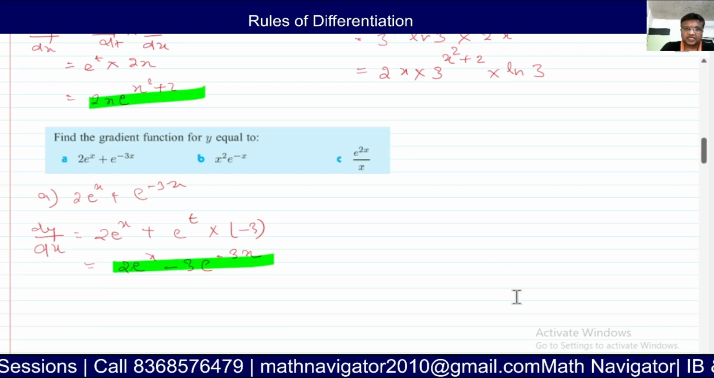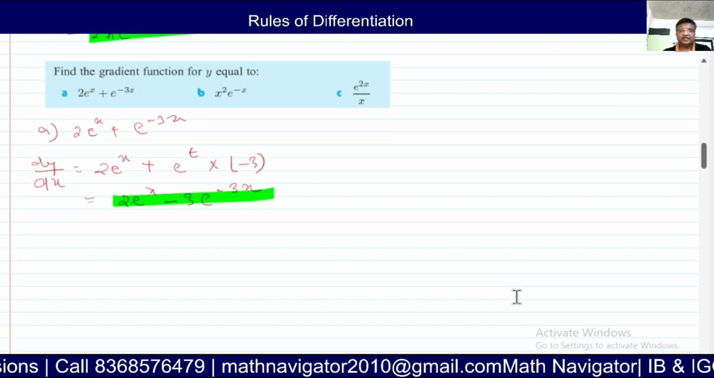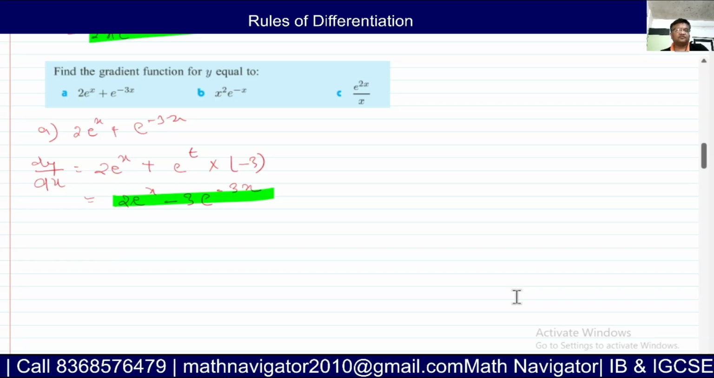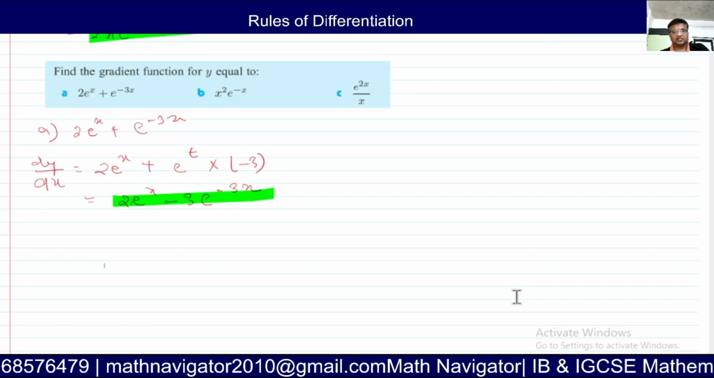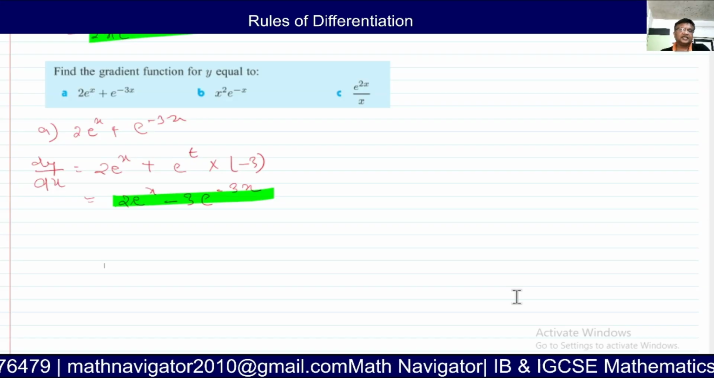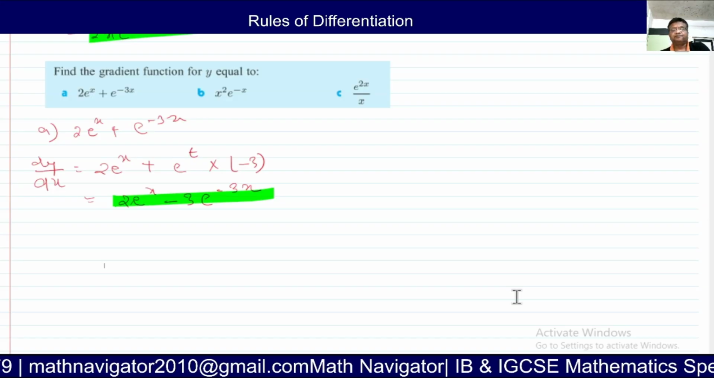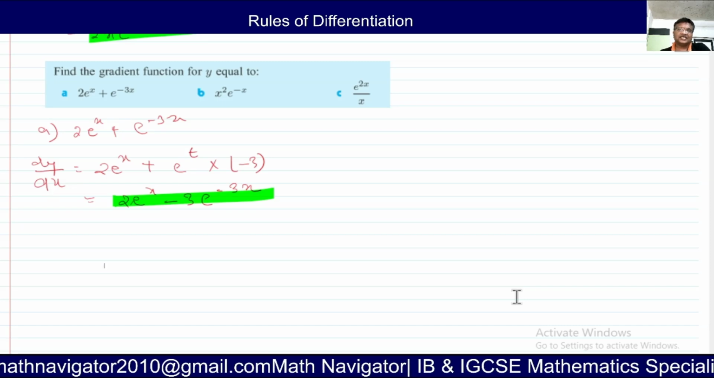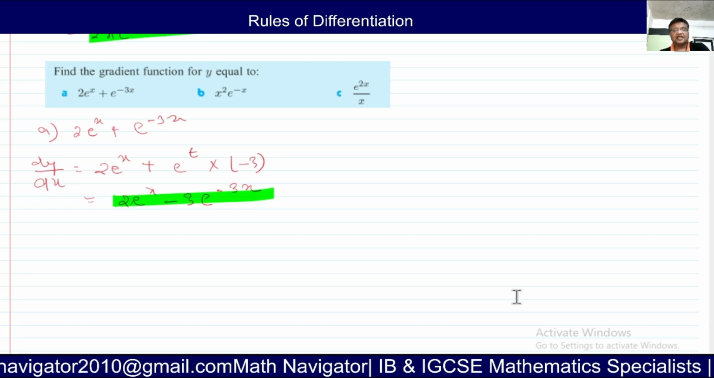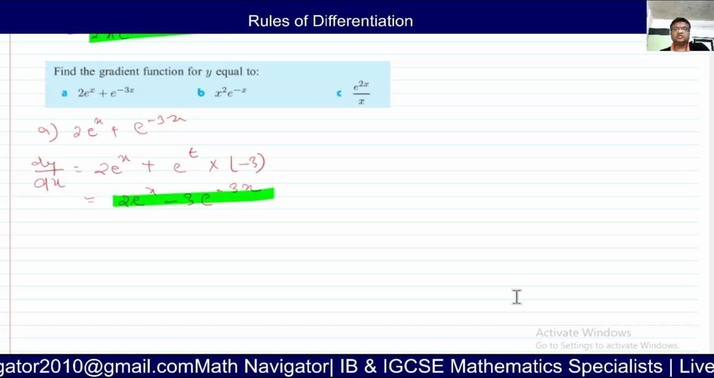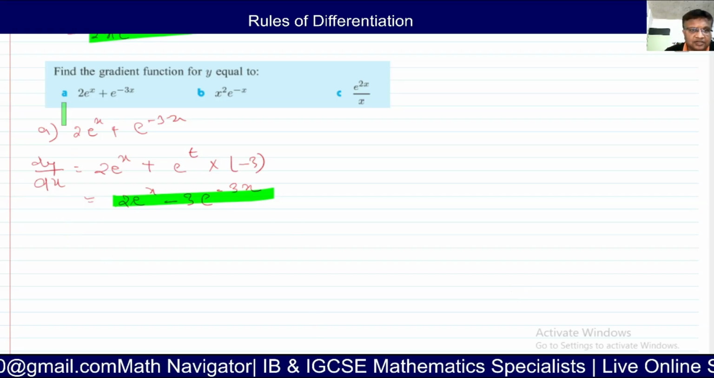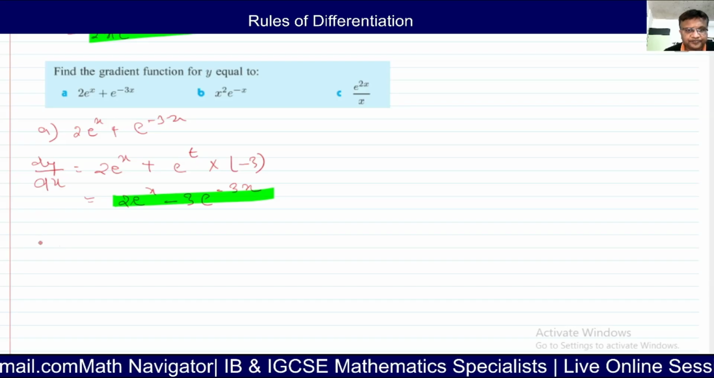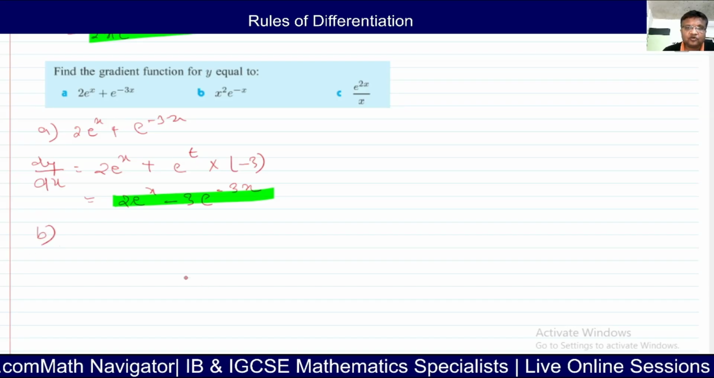Now for the second part, see, basically I have selected these three questions because the first question is a simpler one. You only need to use the chain rule when it is e raised to power minus 3x. Then in the second question, you have to use the multiplication rule as well as the chain rule. And in the third question, you need to use the chain rule as well as the quotient rule, right? So let's come to part B. Let's see what part B is saying.